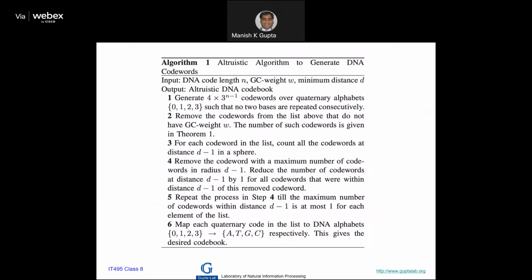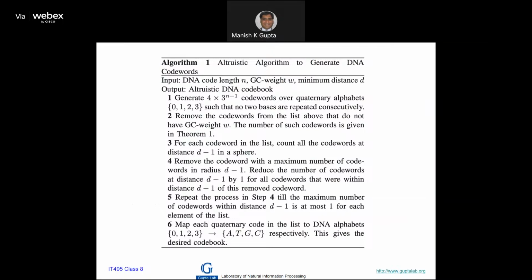So now let us look at these two things. First of all, a heuristic algorithm to generate DNA code words. We generate 4 into 3 to the power n minus 1 code words over the quaternary alphabet. Then remove the code words from the list that do not have GC content W, that fixed number W. I'll show you that formula. The number of such code words is given in theorem 1. Now for each code word in the list, count all the code words at distance d minus 1 in a sphere. You form the sphere, remove the code word with the maximum number of code words in radius d minus 1, and reduce the number of code words at distance d minus 1 by 1 for all code words that were within distance d minus 1 of this removed code word.